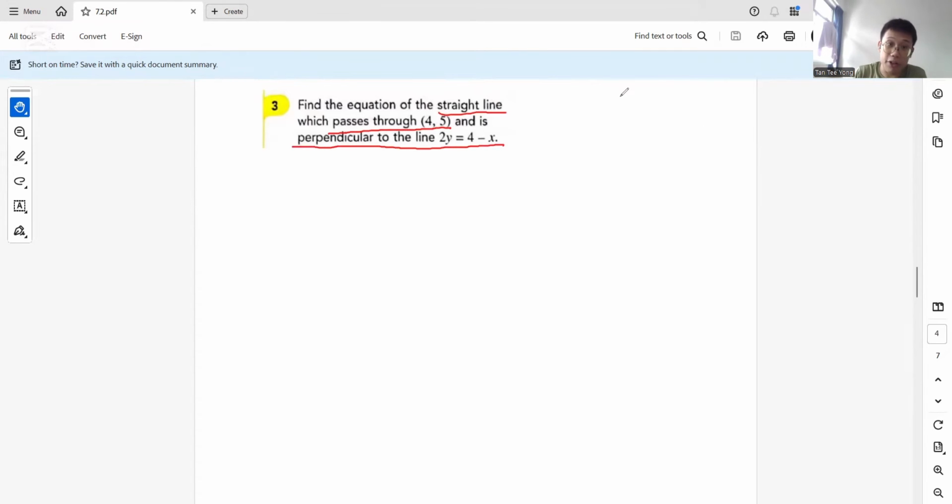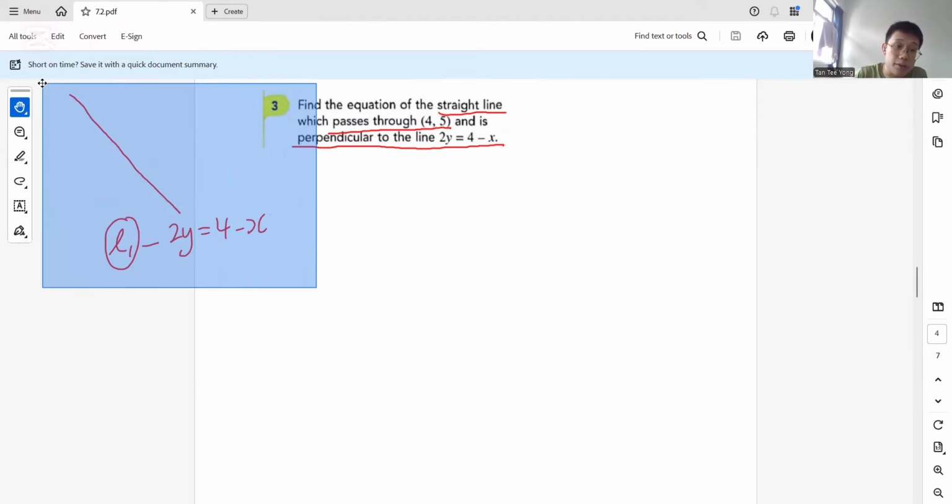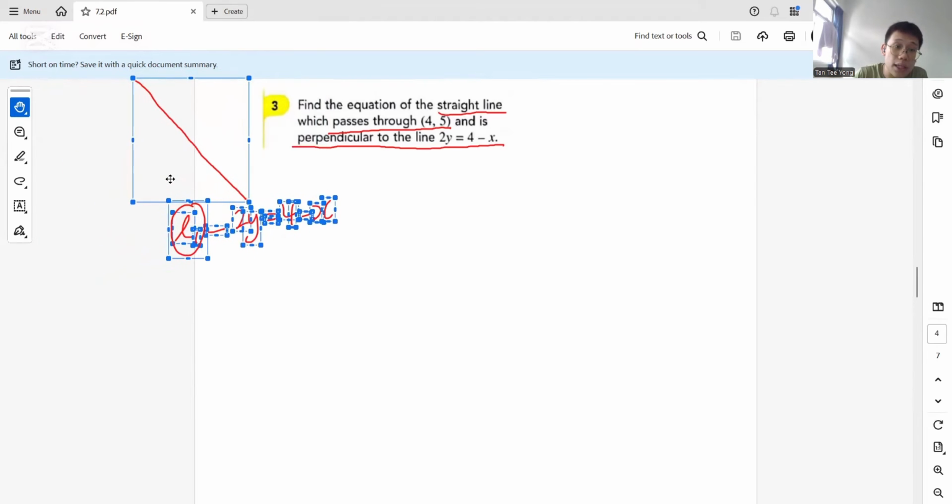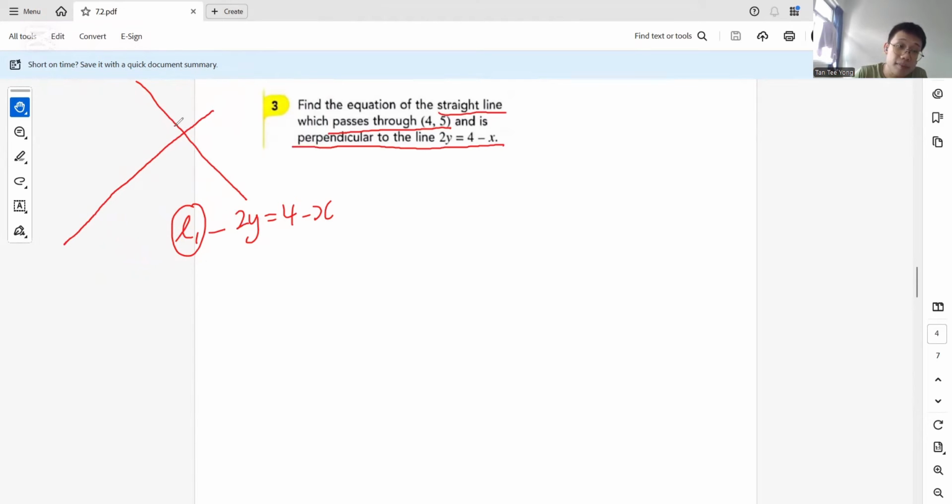So let's draw a diagram again. So let the diagram be something like that. So this is 2y equals to 4 minus x, and let this be L1. The line that is perpendicular, let me just shift this a bit more. So a line that is perpendicular, probably something like that. So this is the straight line that we want. This is our L2. They want this equation, L2.